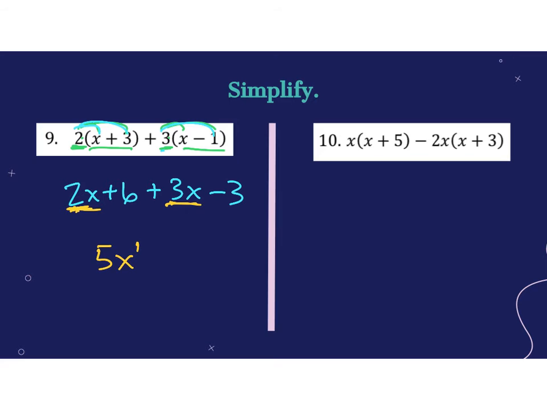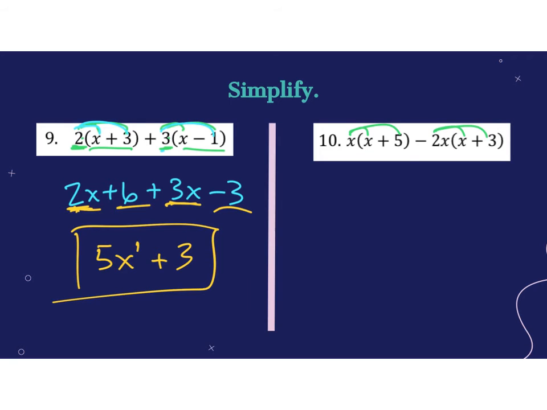So 2x plus 3x gives me 5x. Then the constants, 6 and negative 3, is positive 3. So I have 5x plus 3 there. Let's try that again in number 10. So in number 10, I have this x that needs to get distributed to the x and the 5. And I have this negative 2x that needs to get distributed to the x plus 3.